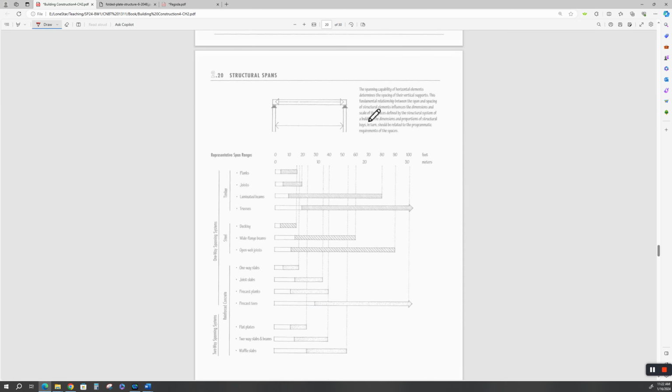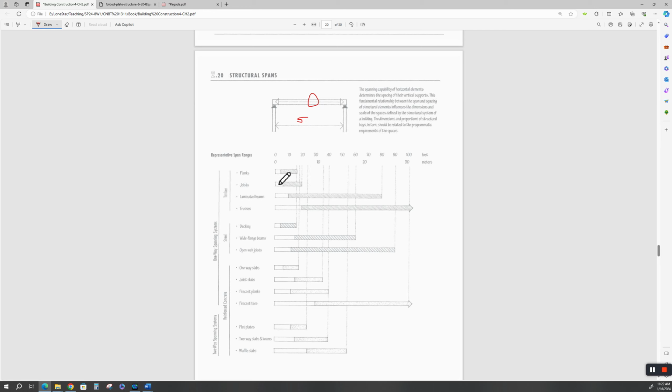All right, the spanning capability of horizontal elements, that would be this, determines the spacing of their vertical supports. This would be your span. The spacing and the scale of spacing is defined by the structural system of a building. All right, so let's look at this.